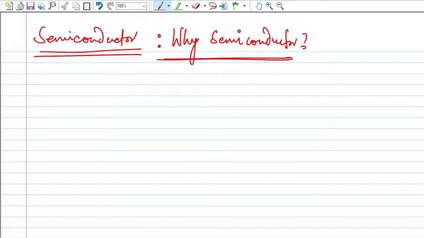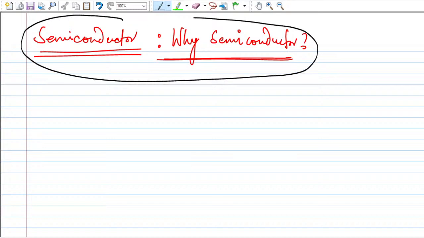In fact, nowadays questions are being asked from MOS capacitor and MOSFET. So the question will be: why semiconductor? Before that, I would like to introduce one more concept. In order to understand electronic devices, we'll talk about why semiconductor. Keep thinking about it. Why semiconductor? Why not insulator and conductor and other material? So we'll discuss this to understand entire electronic devices.